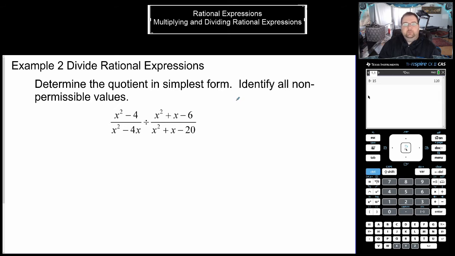Let's try this one out. So this looks complicated. It looks scary. There's a division sign here. Oh my God, what do? You just multiply by the reciprocal, right? So what was step one? Step one was factor. Let's factor. So this x squared minus 4, we're going to turn into x plus 2, x minus 2.